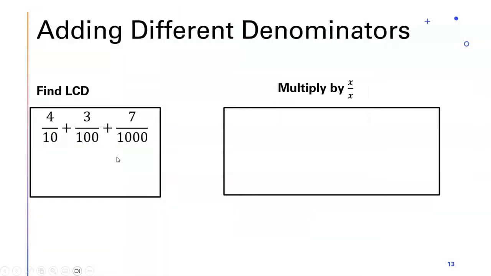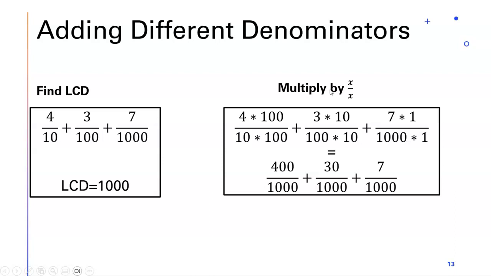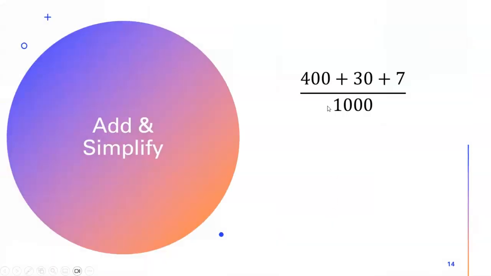Now if you have 3 fractions, you have to find a common denominator for all 3. So you have 4 over 10 plus 3 over 100 plus 7 over 1,000. Your lowest common denominator would be 1,000, because you can't simplify 7 over 1,000. Now, if you multiply by x over x, you would have to multiply your 10 by 100 and 100 by 10, but you would leave your 1,000 denominator the same. So that leaves you with 400 over 1,000 plus 30 over 1,000 plus 7 over 1,000. And then you can add and simplify. So you end up with 437 over 1,000, which you can't simplify any further than that.